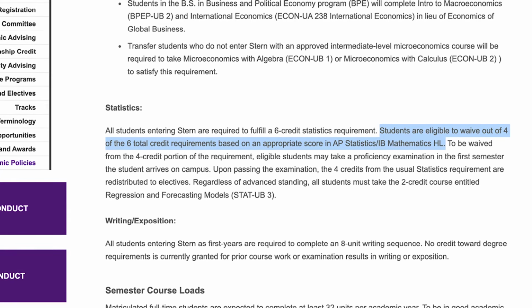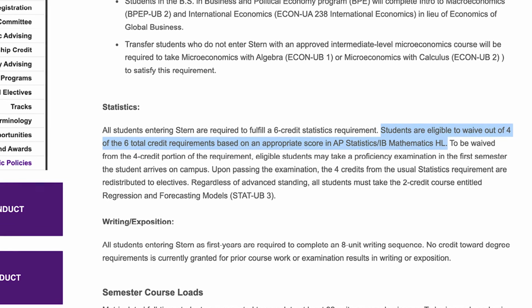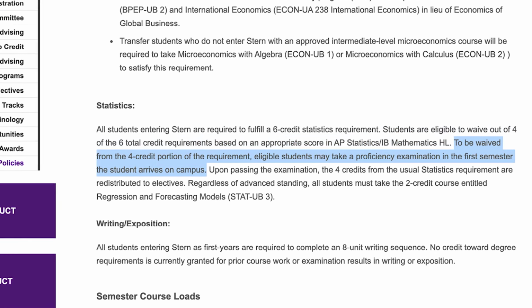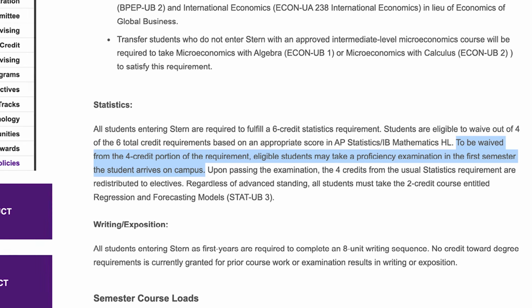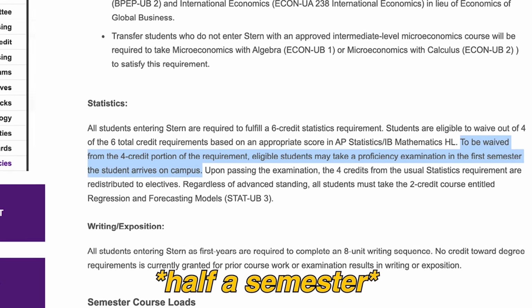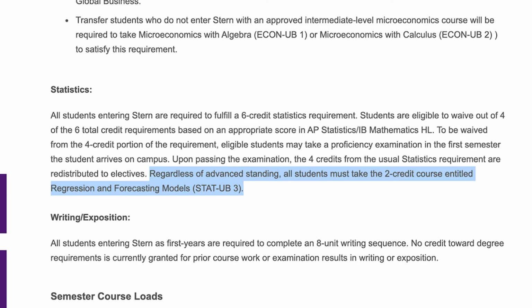But if you get a 4 or 5 on AP Stats, you could potentially waive out of the 4 credit portion of the 4 and 2. The only catch though is that you have to take a proficiency test. If you pass, you can skip the 4 credit semester and only take the 2 credit version for 1 semester. If you don't pass, you can't waive out of it. The point is that regardless of your AP credits or whatever, everyone has to take the 2 credit portion of AP Statistics.